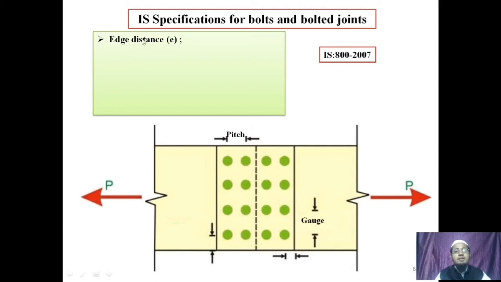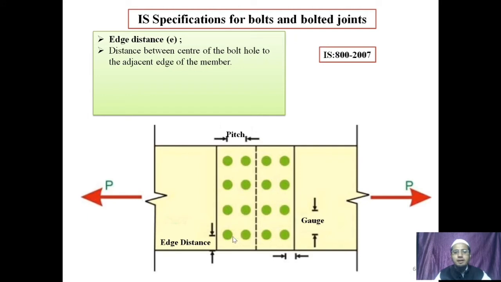Now what about this edge distance? It is nothing but the distance between the center of the bolt hole to the adjacent edge of the member. Here in this case the edge distance will be the distance between the center of the bolt line to the nearest edge.